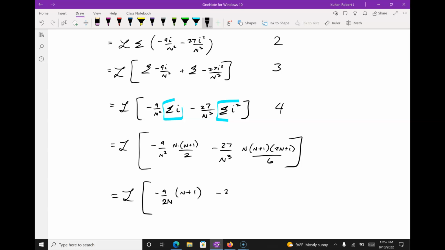I get minus 27 over 6n squared times, and I'm distributing here, n plus 2n squared plus 1. So I canceled one n, make sure you see this. I canceled one n, and I distributed the other piece. Yeah, we okay there?